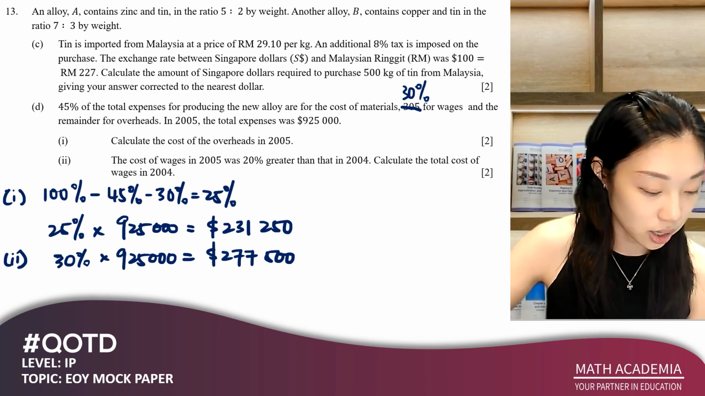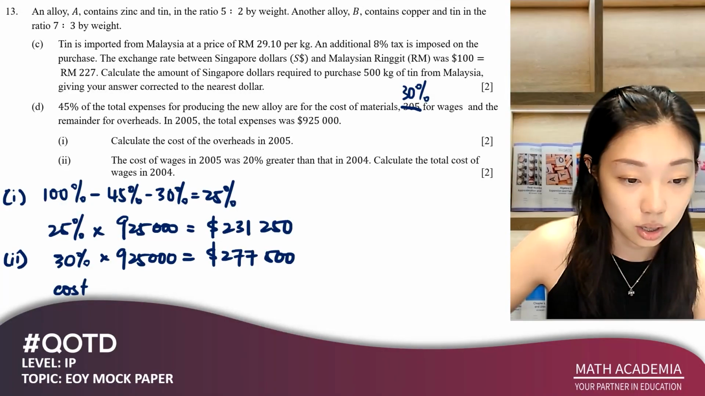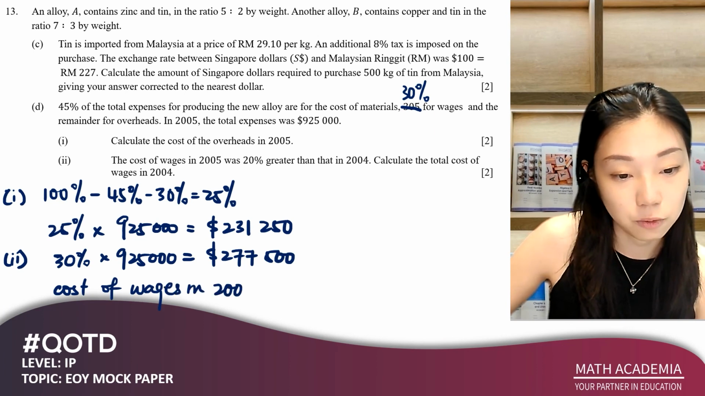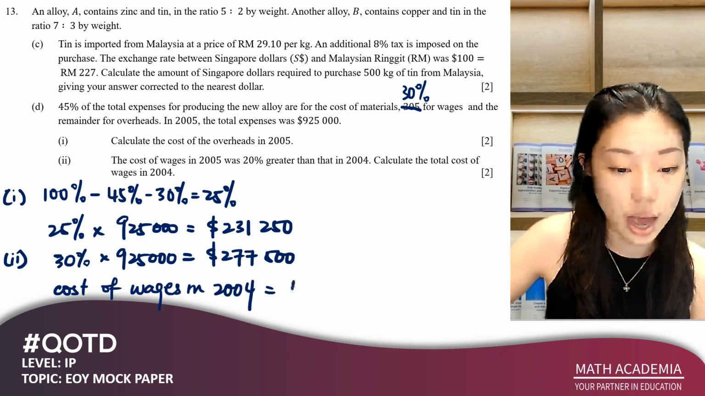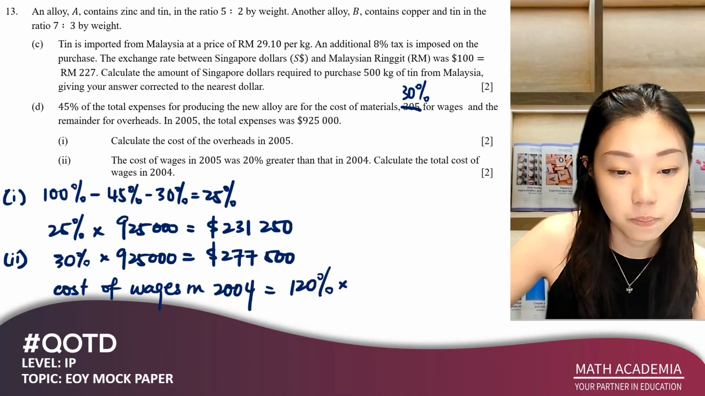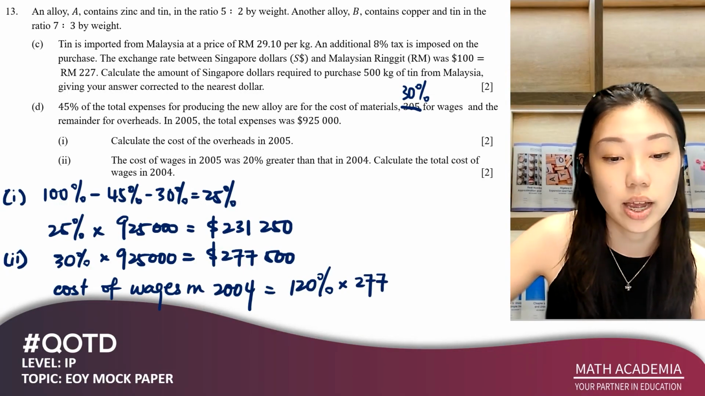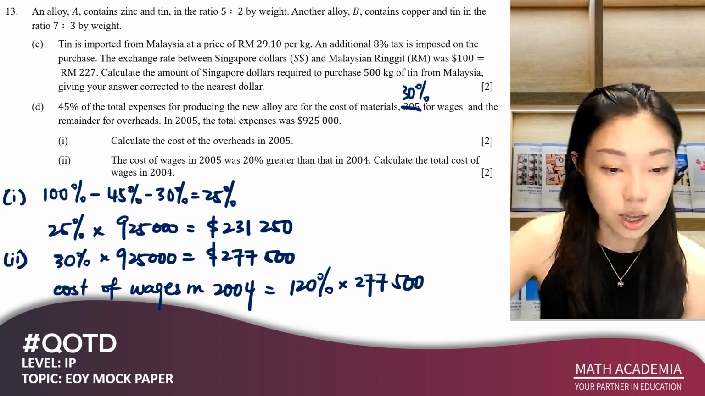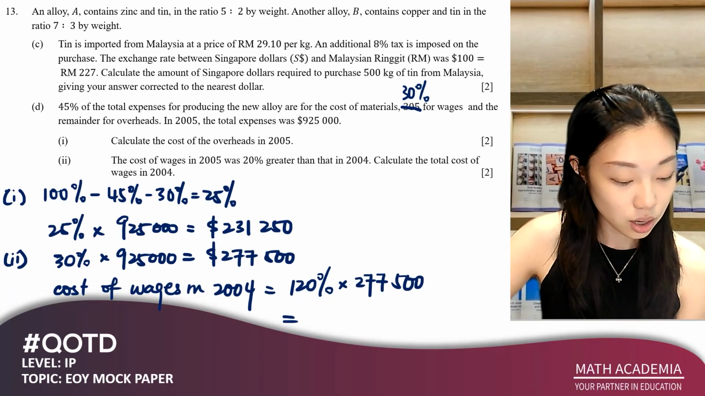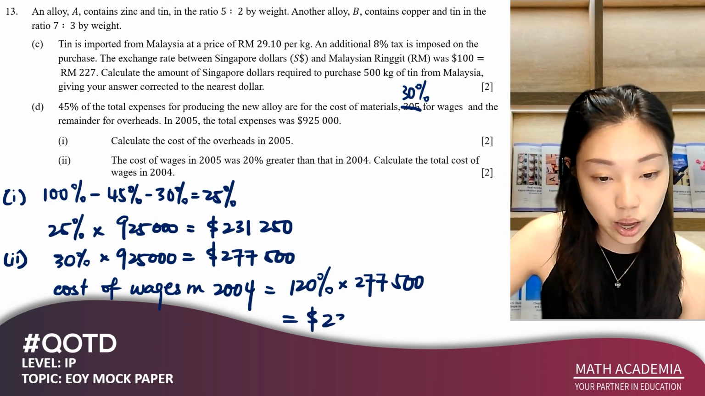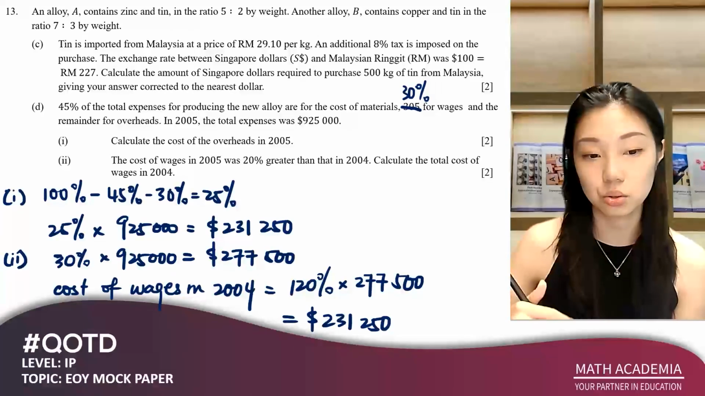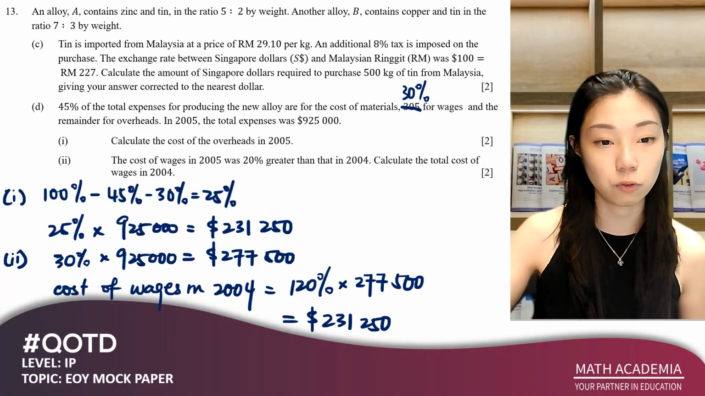And as compared to 2004, there is a 20% increase in 2005. So to find the cost of wages in 2004, I would take 277,500 divided by 120%, and that would give me 231,250. So that is the total cost of wages in 2004.